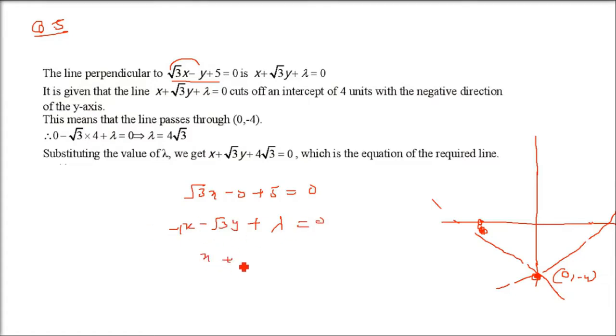So multiply both sides by -1. So x plus root 3y minus lambda equals 0. Minus lambda doesn't matter because it's a constant. Now it is passing through (0, -4), so you take (0, -4) and lambda will be equal to 4 root 3. Put it here. So x plus root 3y plus 4 root 3 equals 0 is going to be the equation.